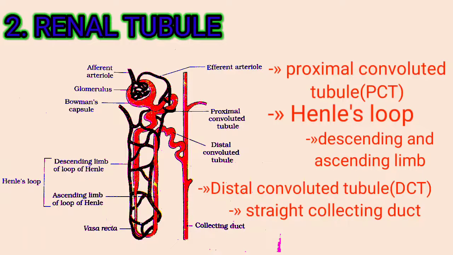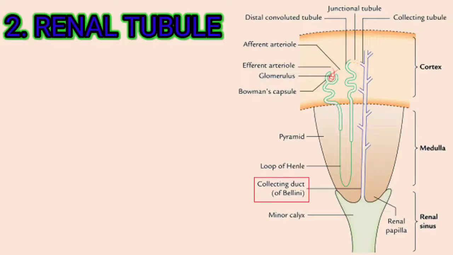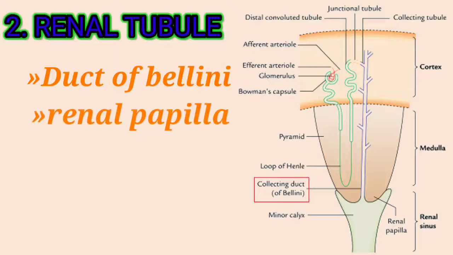The collecting ducts in the medullary pyramid join and form the central large duct called the duct of Bellini, which finally opens into the renal papillae. The contents of the duct of Bellini are discharged into the renal pelvis.